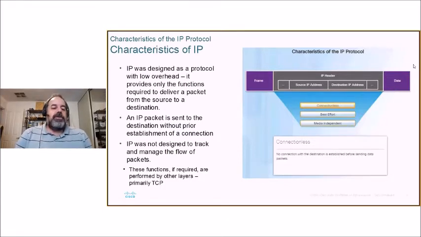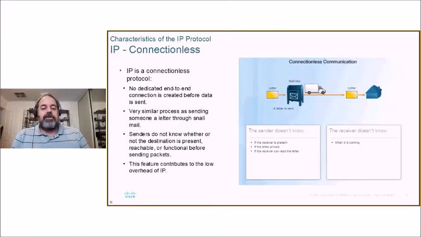IP was designed as a protocol with low overhead. It provides only the functions required to deliver a packet from the source to the destination. An IP packet is sent to the destination without prior establishment of a connection. It was not designed to track and manage the flow of packets. If you need reliable transmission of data, IP is not going to do it. You need TCP, or the transport layer, to make things reliable.